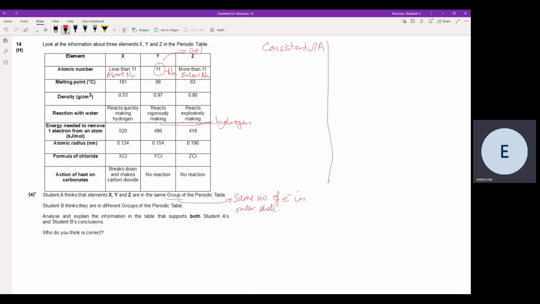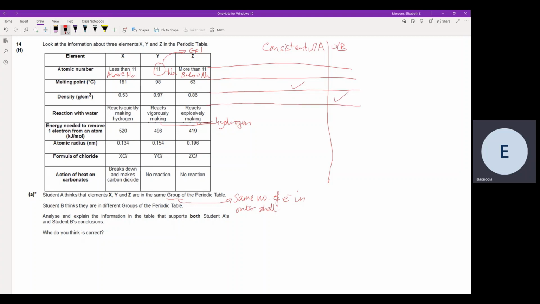And if it's consistent with B, I'm going to give that one a tick. So if it's consistent with A, the first bit doesn't really help us, but we do know that the melting points for group 1 decrease as you go down. Okay. The density, there's no clear trend. It's low, then high, then a bit lower. So that kind of supports student B, okay?